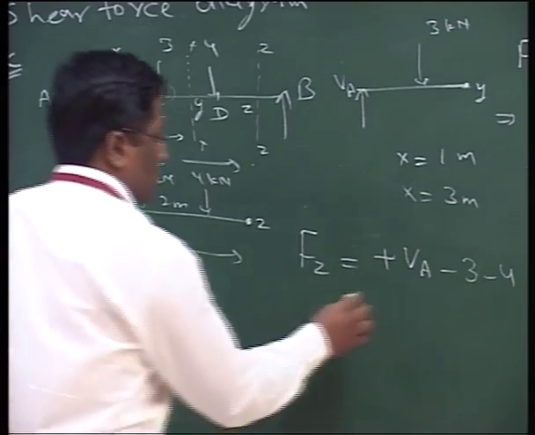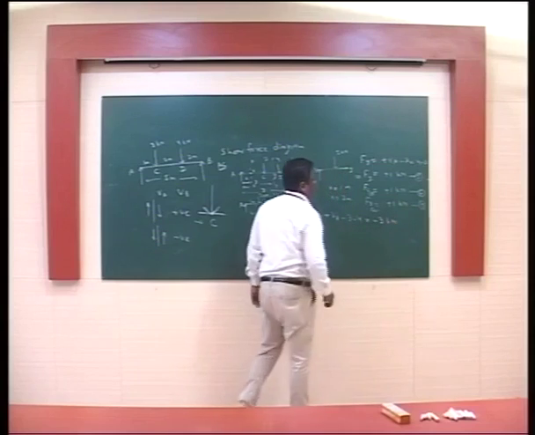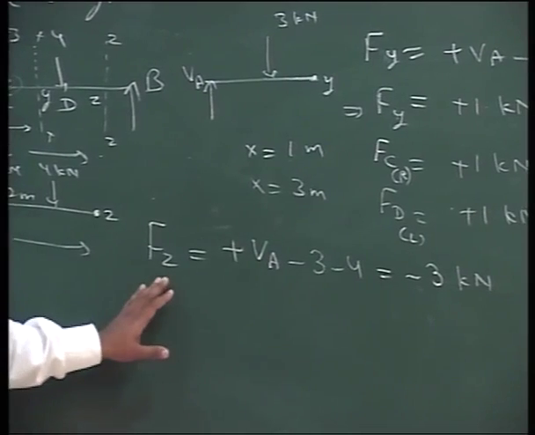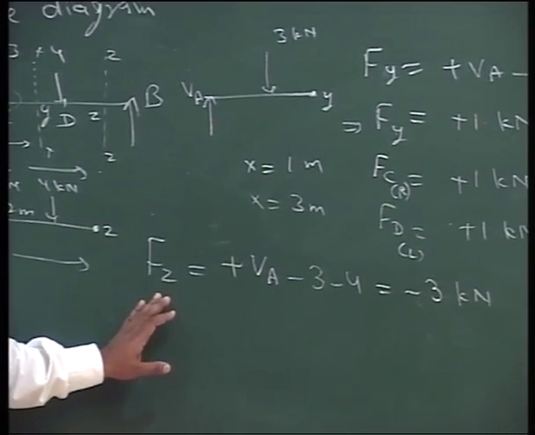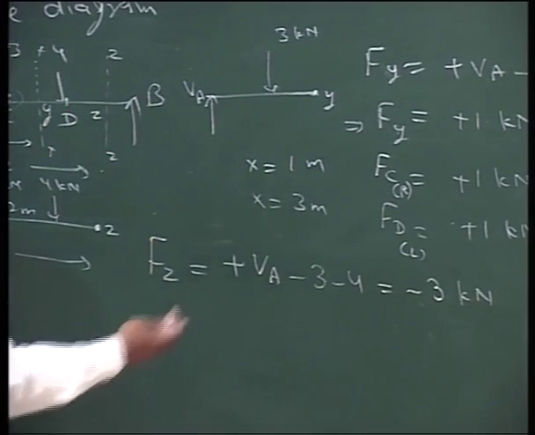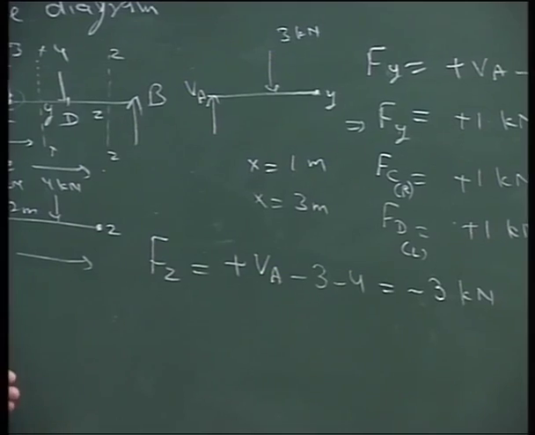Now what will the net value? The net value will be minus 3 kilonewton as VA is 4. So now this particular equation is the equation of shear force in between point D to B. Once again, interestingly, it is not containing any value of Z, which is the variable.